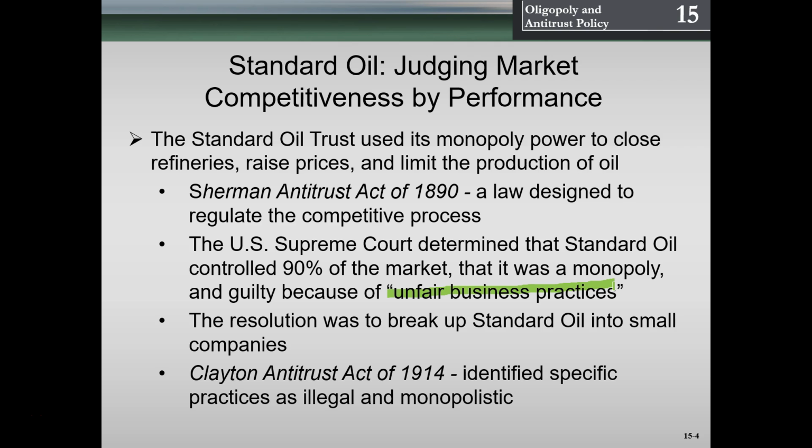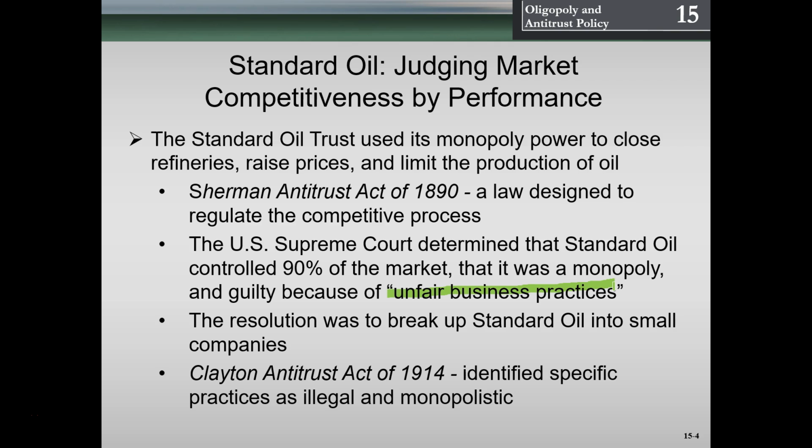So these types of practices, which are geared to run other businesses out of business in order to gain monopoly power, are the unfair business practices that were determined here to be the problem, even though they're going after Standard Oil because they're big and have a monopoly. So the resolution was to break up Standard Oil into small companies. Action was taken in this case. They broke up Standard Oil.